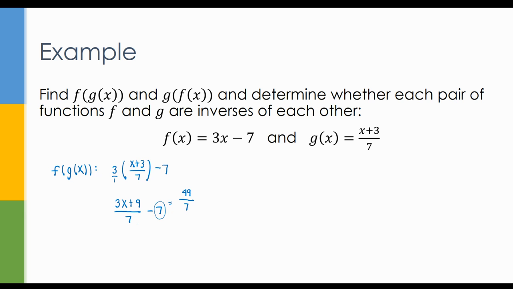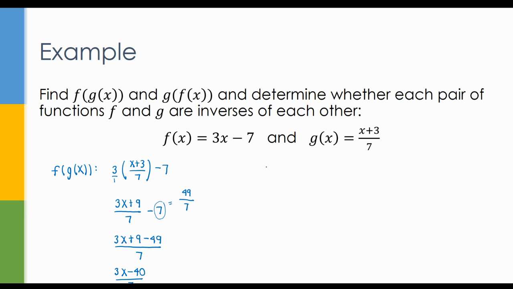And so because I can technically have the same denominator, I can think of this as 3x plus 9 minus 49 in the numerator all over 7. Well, if I combine like terms, we're going to have 3x minus 40 over 7. There's no way that I can simplify that down any further. Because I didn't get x, I'm not going to have inverses.